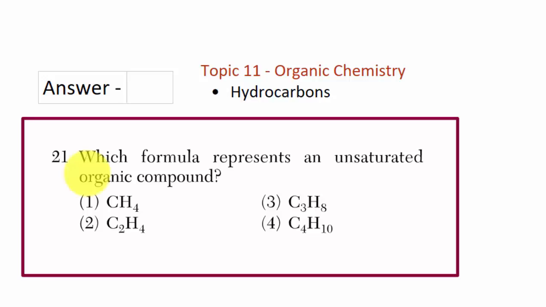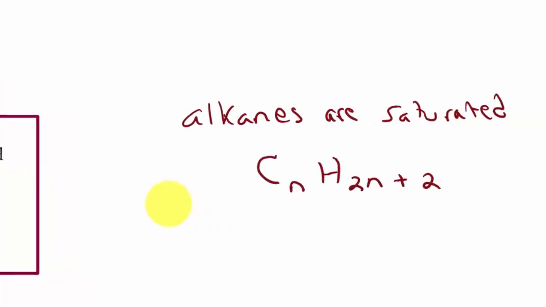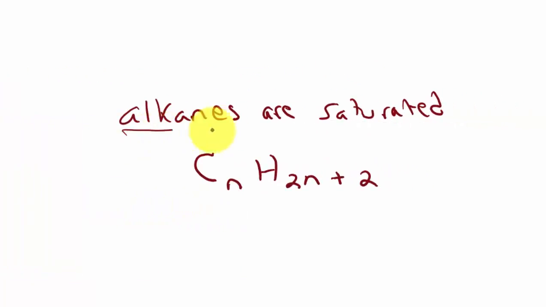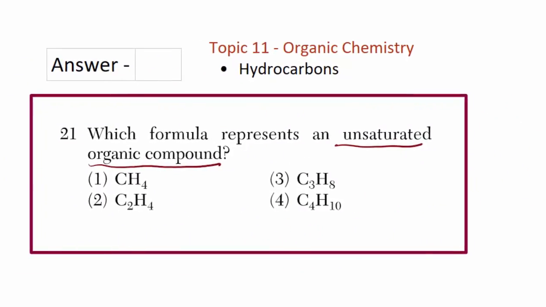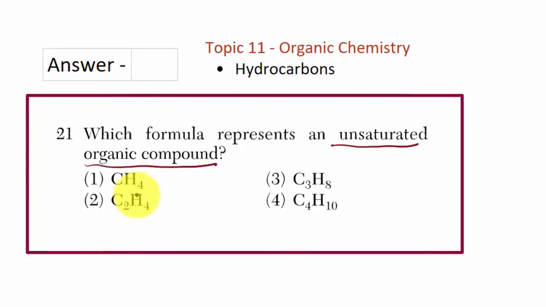Question 21. Which formula represents an unsaturated organic compound? So we're into organic chemistry now. We're given 4 formulas. We're asked to figure out which one is unsaturated. Now, the only saturated compounds that exist are the alkanes, and they all have the general formula of CnH2n+2. In other words, for every carbon, they'll have twice as many plus 2 hydrogens. So let's take a look at the formulas here. 3 of these 4 formulas match that computation.